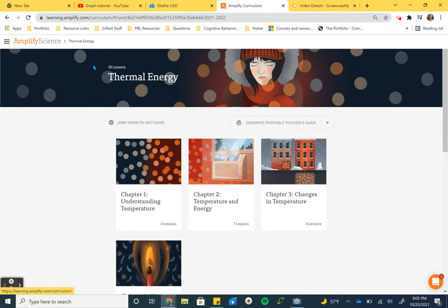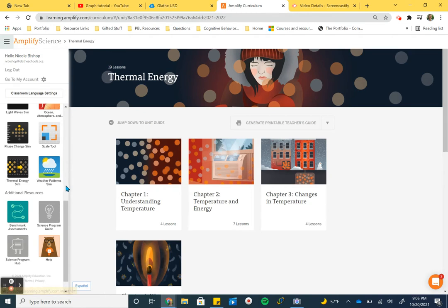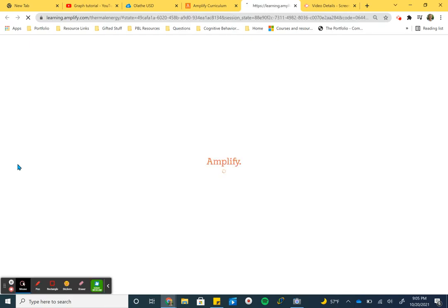So in Amplify Thermal Energy, you can click on the three lines, and that will take you to any of the sims actually, but scroll down till you get to the thermal energy sim. Now, what you do in the simulation is really going to depend on what you did for your experiment. You want to try and recreate a situation similar to your Goldilocks lab.